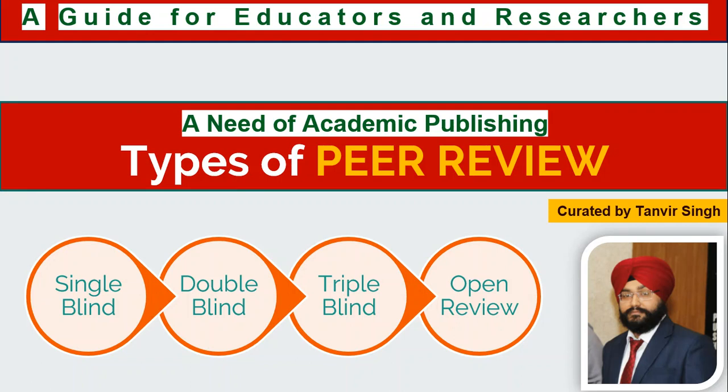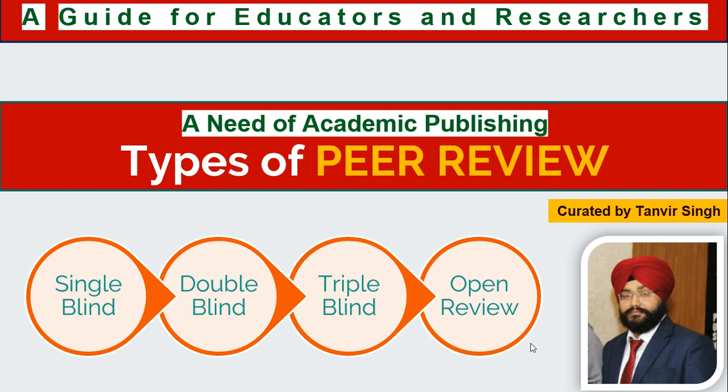In this video, we will learn about various types of peer review. So we all know that peer review is a need of academic publishing, and this video will act as a guide for educators and researchers who are looking forward to publishing their paper in a reputed journal. While publishing, you have to be careful about the peer review process offered by the publisher or editor of any journal. There are four types of peer review which we'll discuss in this video.